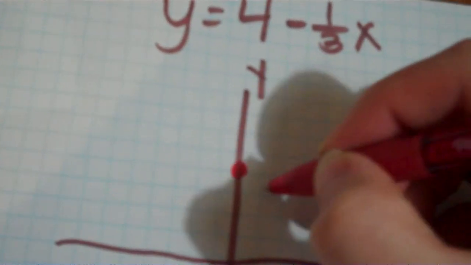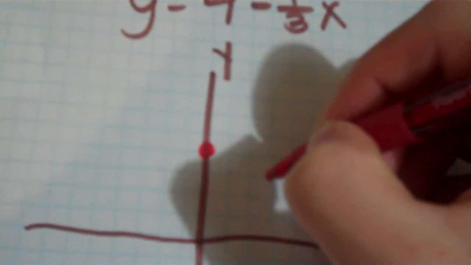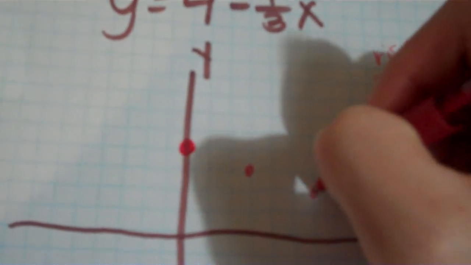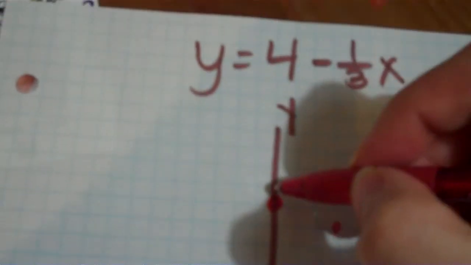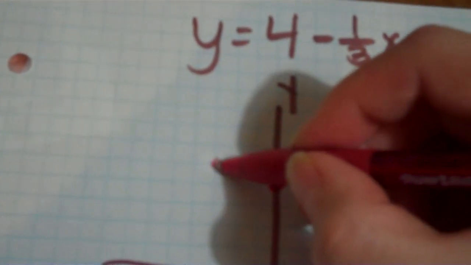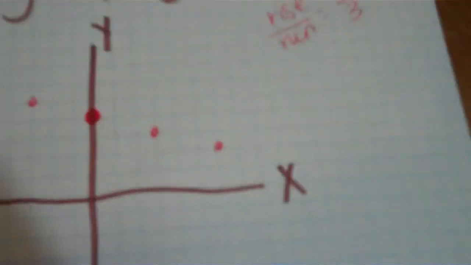Since it's negative 1, instead of going up 1, I'm going to go down 1, but always to the right 3. So I start on my y-intercept, and I go down 1 to the right 3. Down 1 again to the right 3. I can do the opposite. I can go up 1 and to the left 3 as well. Okay? Last time you're in the darkness, I'm going to get my ID out.